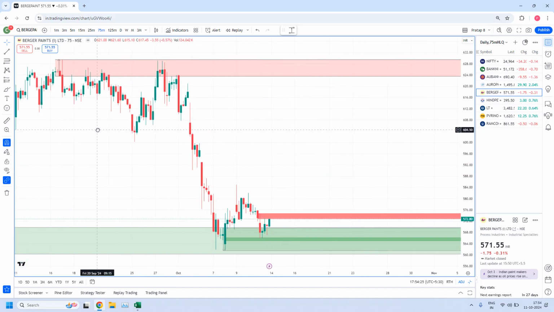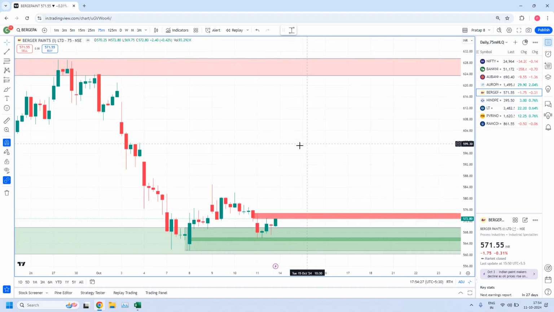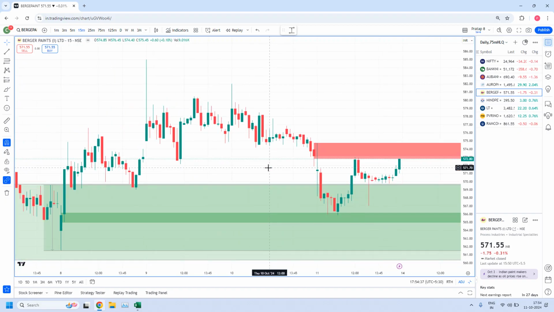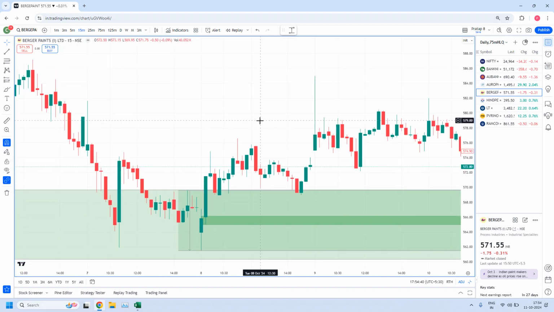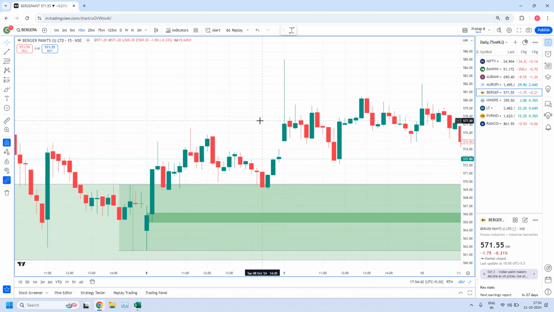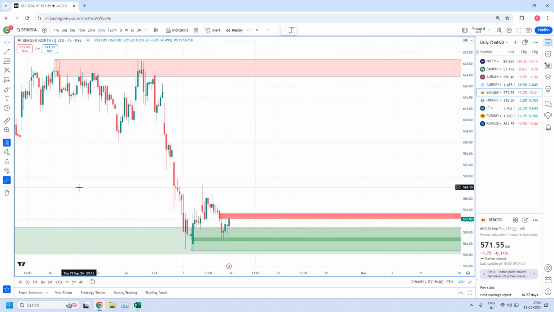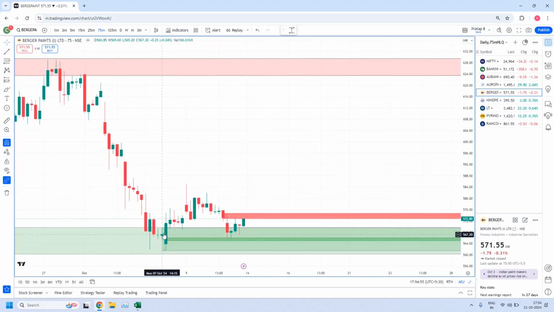And this is having a fine-tuned 15 minutes... no, sorry, actually this is not a 15-minute zone. This is also a 75 minutes LOTL zone. This is drop base rally. This is the LOTL zone, recently created.